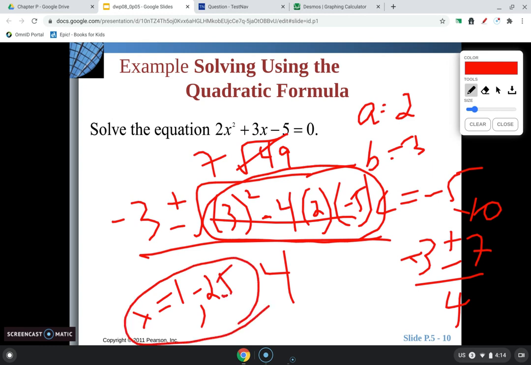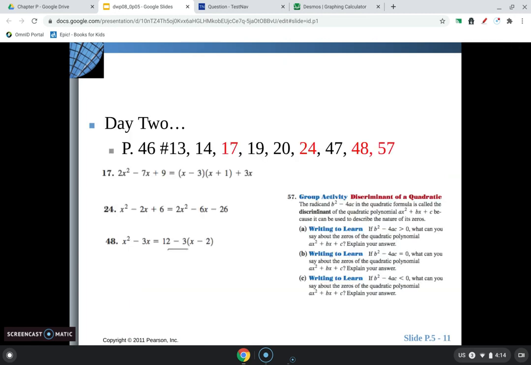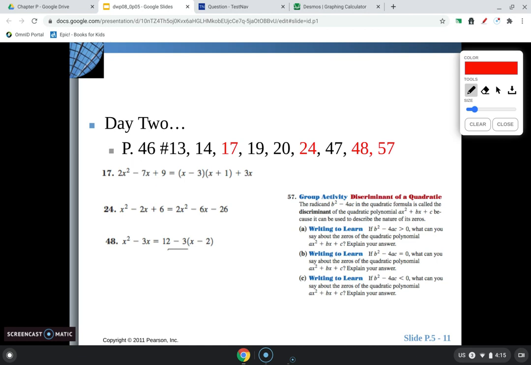Okay? So quadratic formula. So we can solve by quadratic formula, completing the square, graphing, factoring, extracting square roots. 5 different ways to solve these quadratics. All review. You've done this before. All right, there's the day 2 assignment to finish it off, and Mr. Wilmoth is going to go through a handful of these with you. So let's do it. All right, number 17.